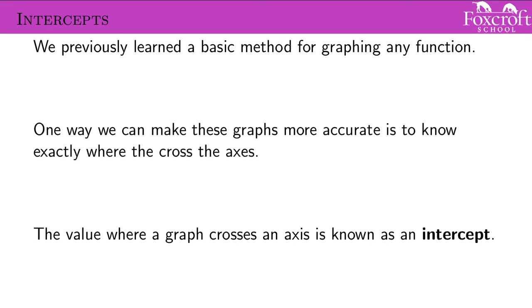So we have our axes on our graph. Those are always going to be there, our x and y axis, and knowing exactly where our graph crosses these axes is going to make our graph more accurate, right? Because we'll know exactly what's happening at those important values. And these spots where our graph crosses are known as an intercept. So when we say x-intercept, that means when our graph crosses the x-axis. Y-intercept, that's when our graph crosses the y-axis.